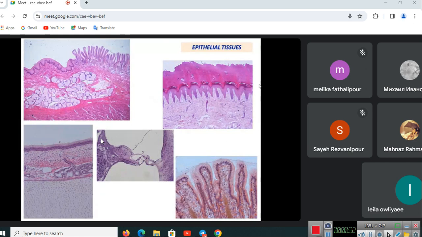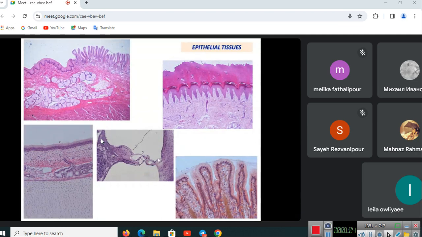Epithelium of skin covers our body from outside. Also, epithelial tissues line all our hollow organs, which means organs with a cavity inside them, like esophagus and stomach. So they all are lined with epithelium from within, and also epithelial tissues make glands which produce some secrets.